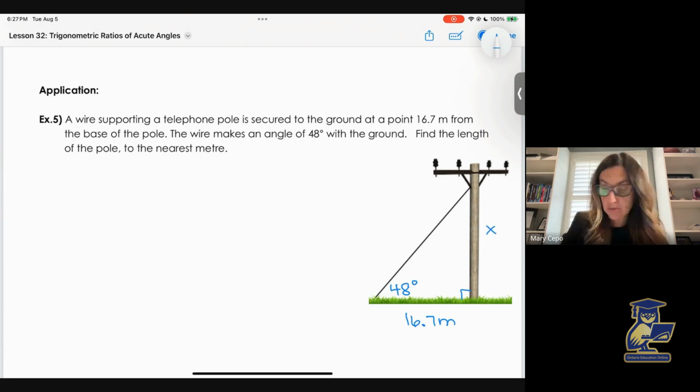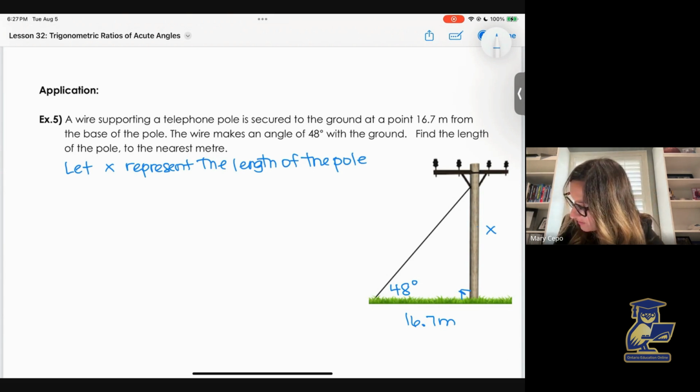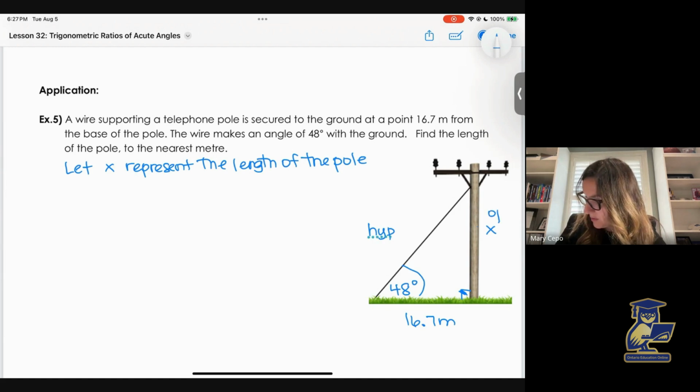So we're going to let x represent any unknown. We have to have a let statement. Let x represent the length of the pole. Okay, and then we have to properly label the right angle triangle. So again, we know the 90-degree angle points to the hypotenuse. We always label that first. Across from the given angle would be the pole, and the ground would be the adjacent.